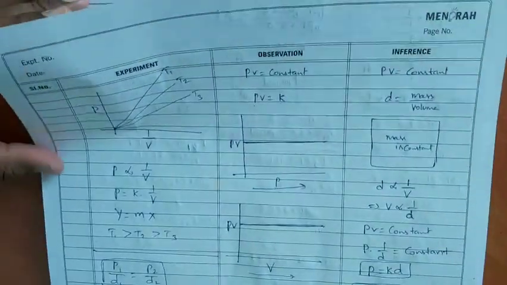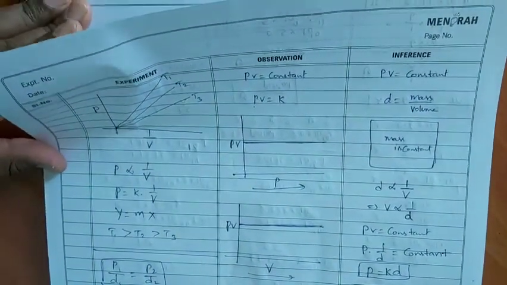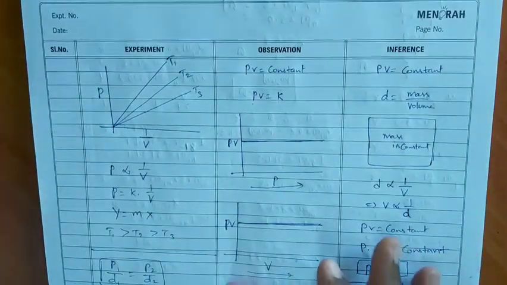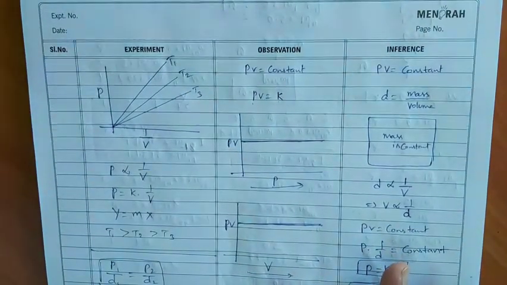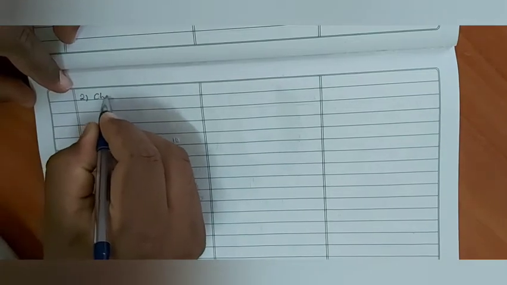Next, our next law is Charles' law. We will go to that one. Till now we have completed Boyle's law. Now we will go to our second law, that is Charles' law.